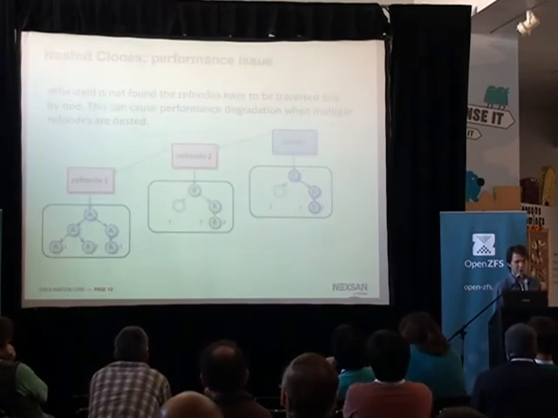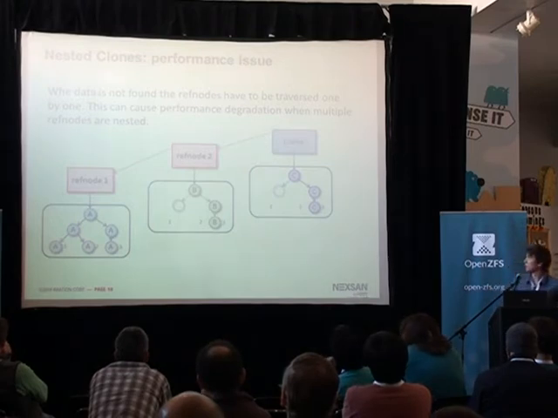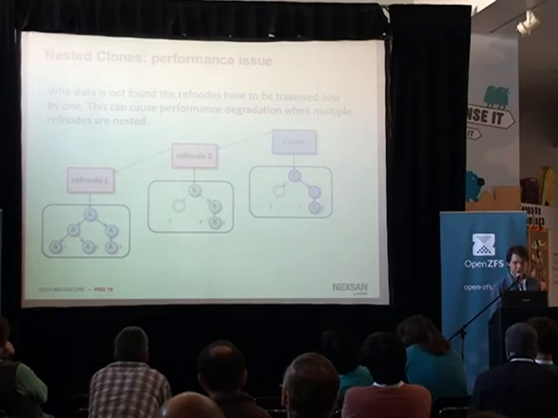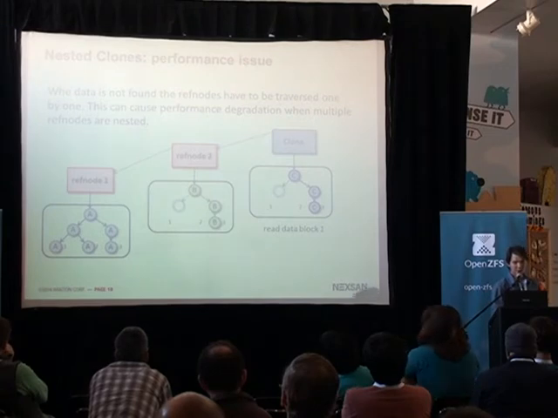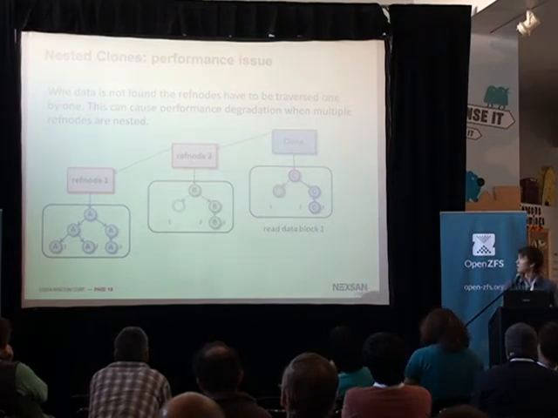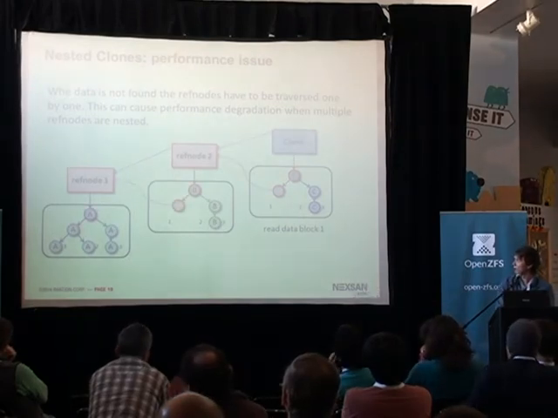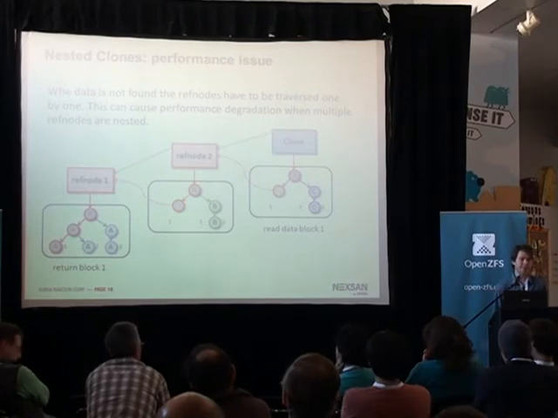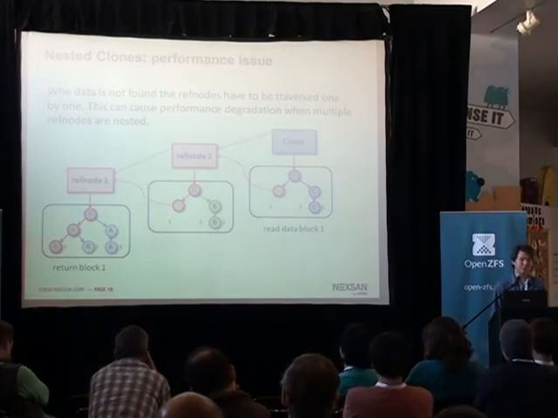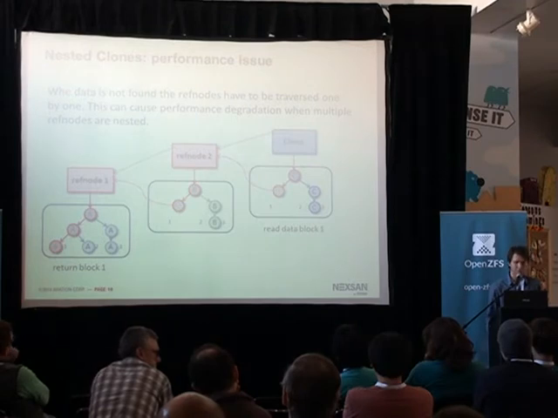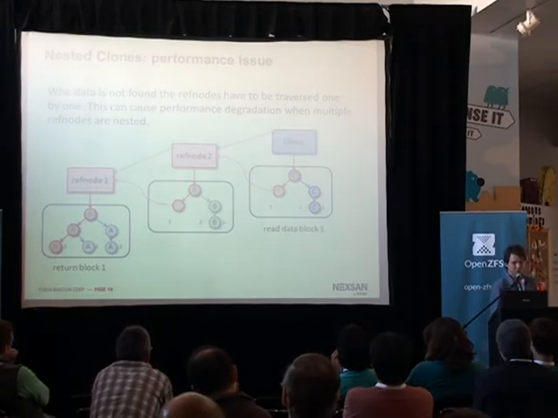So where the real problem comes is whenever we have nested clones. If you have nested clones in one of your reads, then if we don't find the data, we need to traverse every ref node one by one, going deeper and deeper. So let's say again we want to read data block 1 of our clone. We start traversing, we find the special call, then we go to the next ref node, we start traversing, we find a call, and we go to the third node. So if you have 10-level nested clones, we now have to traverse 10 different ref nodes, which is sort of problematic. Fortunately, there is also a solution for that.